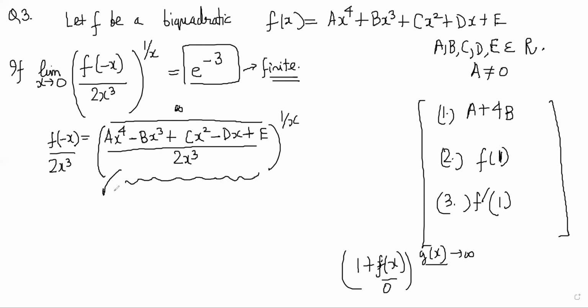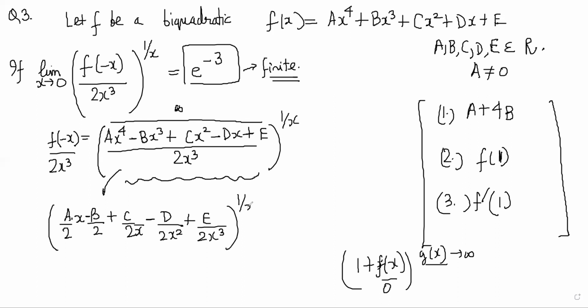If you rewrite this, let's divide by 2x cube everywhere. It is a by 2 into x minus b by 2 plus c by 2x minus d by 2x squared plus e by 2x cube, to the power 1 by x. So this portion is becoming 0. This portion is staying as it is. This portion is becoming infinite. All of these terms are blowing up, becoming infinite.